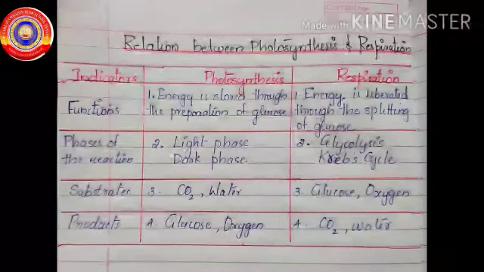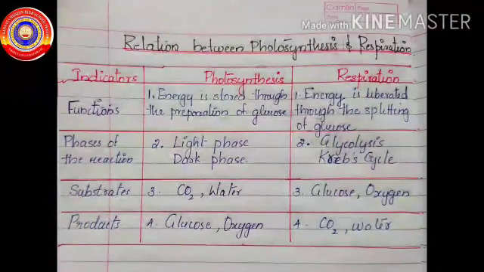Next topic is the relation between photosynthesis and respiration. The function of photosynthesis is that energy is stored through the preparation of glucose. In respiration, energy is liberated through the splitting of glucose. The phases of photosynthesis are the light phase and the dark phase, and in respiration, glycolysis and the Krebs cycle take place.